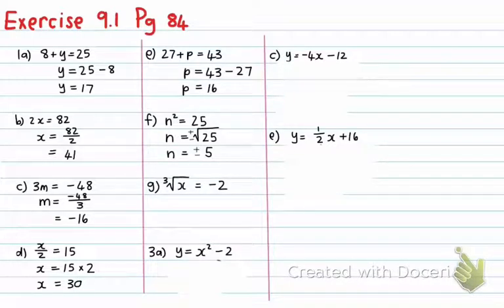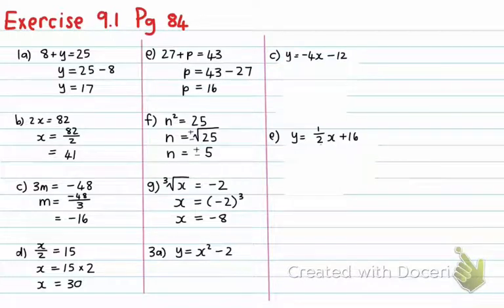Okay, at G, I have the cube root of x is equal to negative 2. Now, to get rid of the cube root, I have to take negative 2 to the power of 3. All right? And negative 2 to the power of 3 means negative 2 times negative 2 times negative 2, which is going to give me an answer of negative 8.